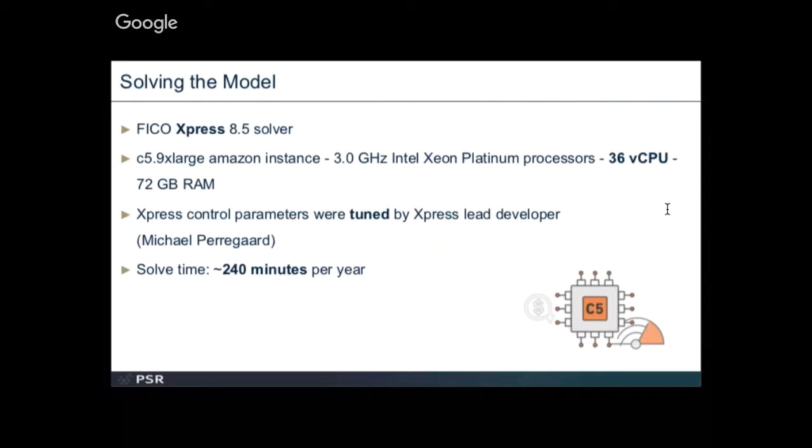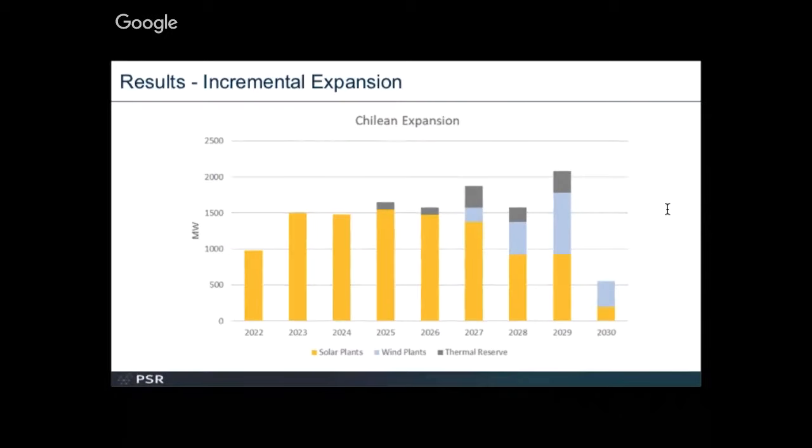And all of this together leads to a solve time of about 240 minutes per year, which is a lot actually. But we spent a whole day running the models and take the results the next day. That's how it goes. I think I'm showing some results.